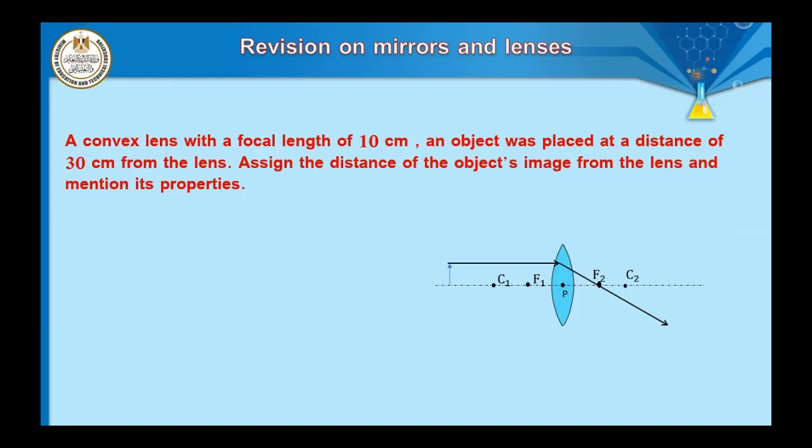The first ray comes from this object parallel to the principal axis. It will refract passing through the focus. The second ray passes through the optical center to form an image between the focus and the center. What are the properties of this image? Number one, real. Number two, inverted. Number three, diminished, or small in size.